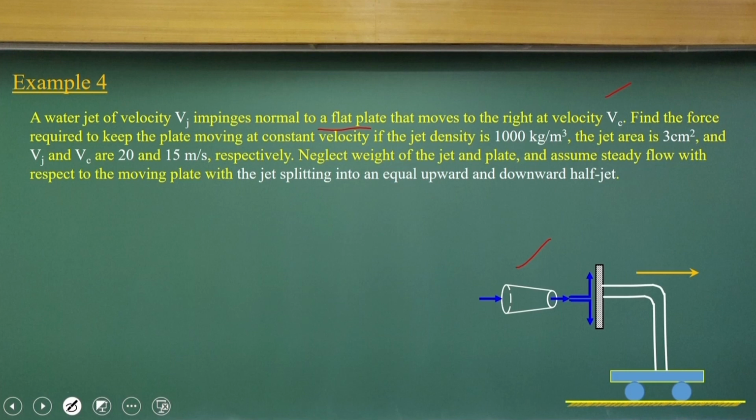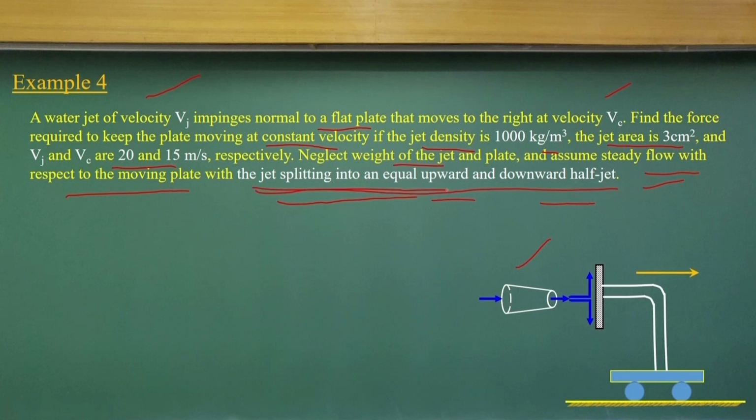Find the force required to keep the plate moving at a constant velocity, given the water density, the jet area, Vj the velocity of the water jet, and Vc the velocity of the plate, respectively 20 and 15 meters per second. Neglect the weight of the jet and the plate, and assume steady flow with respect to the moving plate. The jet splits into two equal half jets, upward and downward. These assumptions are quite valid for jet flow problems.